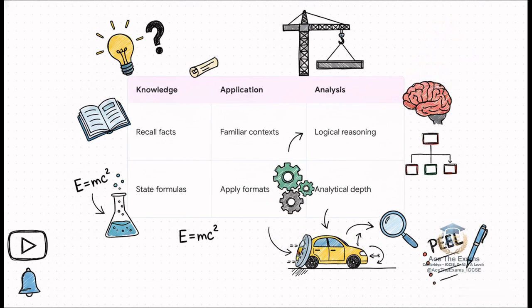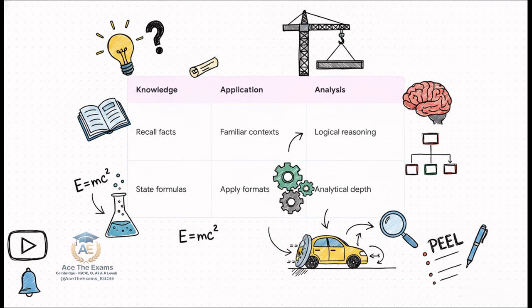This is where you actually use that knowledge in a familiar or even slightly unfamiliar context. For instance, calculating the work done by a massive crane lifting a steel beam on a construction site. Finally, we have the Holy Grail, column 3, analysis. This requires logical, structured reasoning. The assessment framework prioritizes analytical depth over superficial breadth.